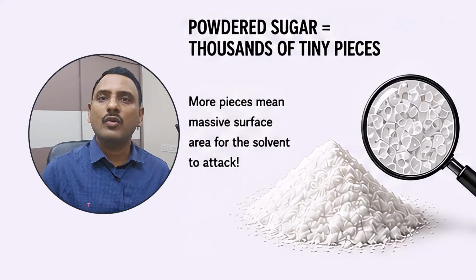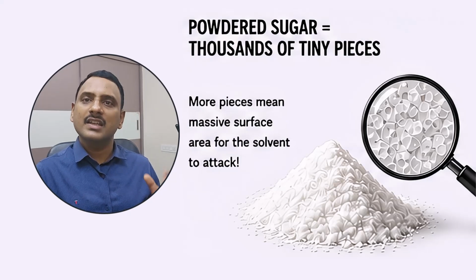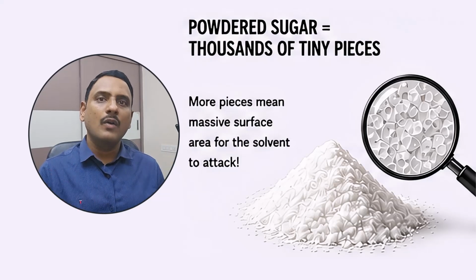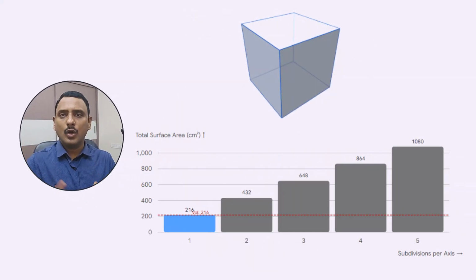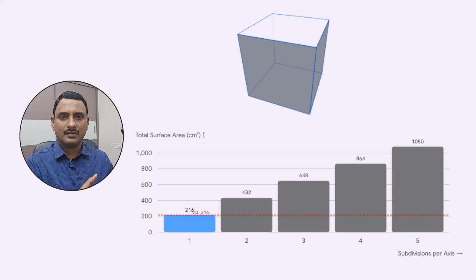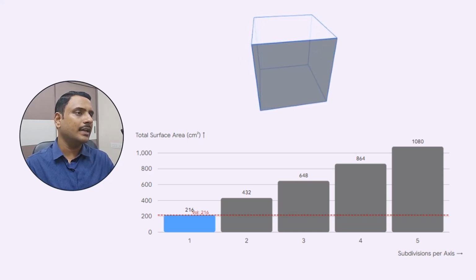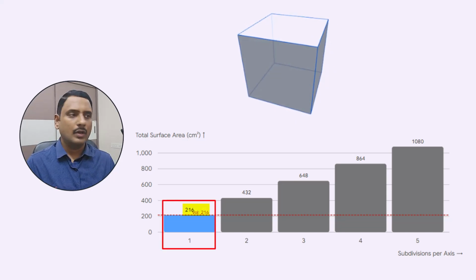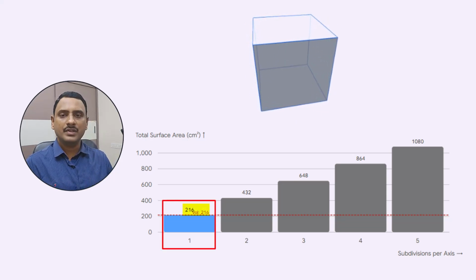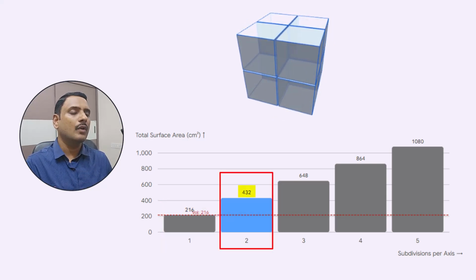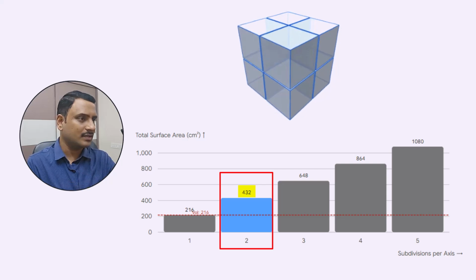So when you use powdered sugar, you are basically breaking that single cube into thousands of tiny pieces, creating massive surface area for the solvent to attack. Now let's look at a visual that explains how the surface area changes with the number of divisions per axis. If you have a single cube with side length 6 centimeters, the surface area is 216 square centimeters. When you change the number of divisions per axis to 2, you get 8 cubes and the surface area changes to 432 square centimeters as we just saw.